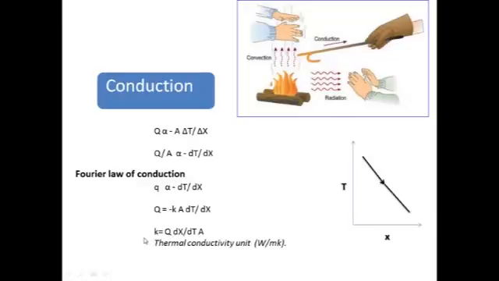Suppose thermal conductivity of copper is 400 watts per meter Kelvin. That means you take one unit area of copper plate having unit thickness. Per degree temperature difference across its faces, it can conduct 400 watts of heat transfer. Thermal conductivity of steel is around 60 to 80 watts per meter Kelvin. So steel conducts less heat when compared to copper.